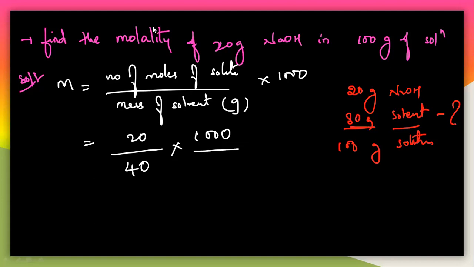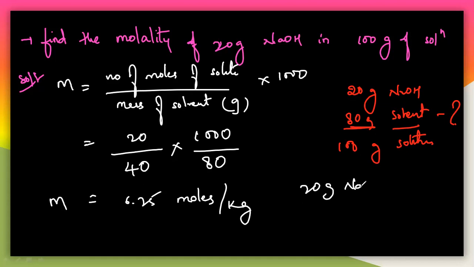So simply write 80, and finally you will get a value, I think 6.25. You can calculate this. The units will be number of moles by mass of solvent in kg. So this is the molality of this particular solution in which 20 grams of NaOH is dissolved in 100 grams of solution. This is one of the important things about molality.